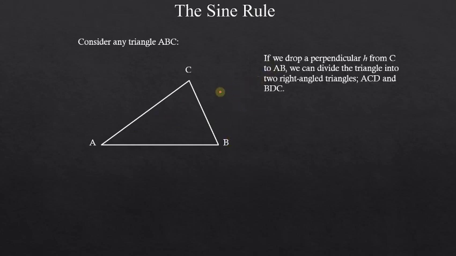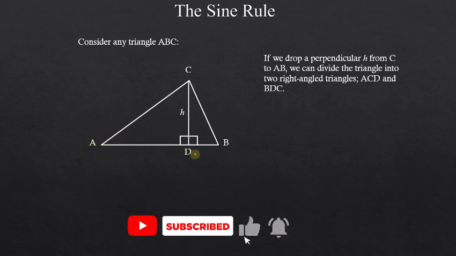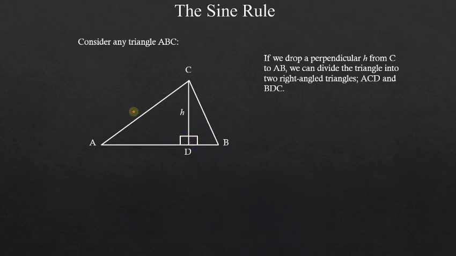So if we draw a perpendicular from C to AB, you will get the height, and you realize that you would divide the triangle ABC into two right angle triangles. The first one will be ACD, and the second one will be BCD, right? So that's two triangles that you're having, and this side will be b, since it's opposite to the angle B, and this side will be a, since it's opposite to the angle A, right?